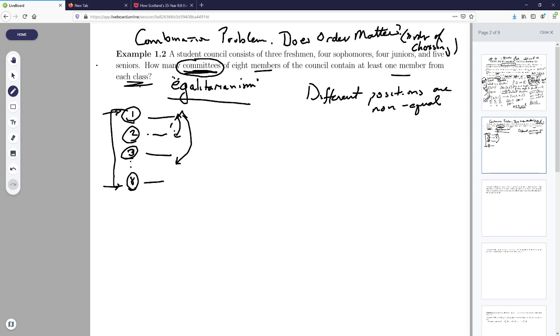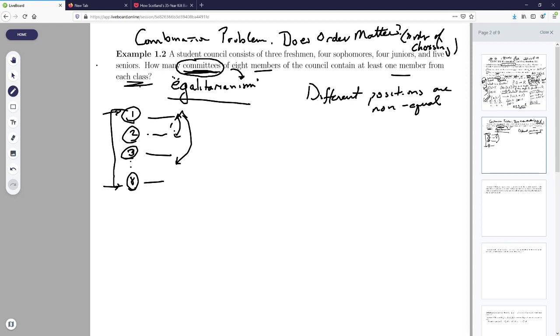But committees are equal. Okay, so how do we do this kind of problem? It's actually a little complex. So here it says a student council consists of 3 freshmen, 4 sophomores, 4 juniors, and 5 seniors. How many committees consisting of 8 members of the council contain at least one member from each class?